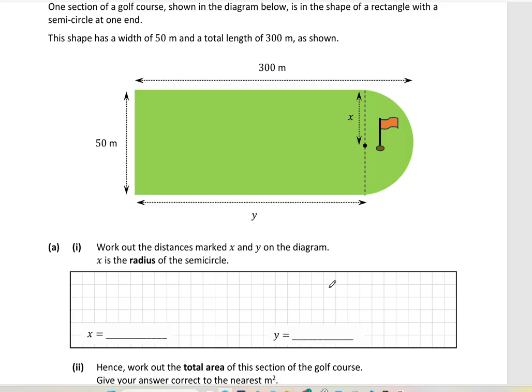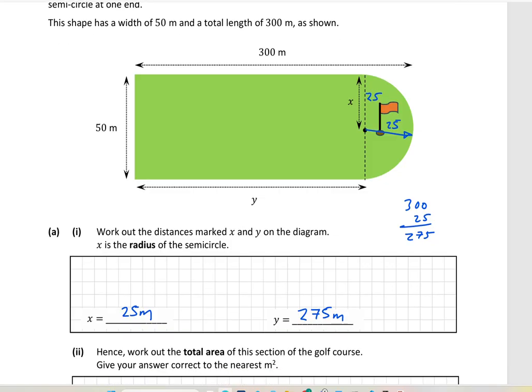Okay. So if this is 50 across, then to draw the circle, this has to be 25. So we can already say, is this meters? That's 25 meters because this is half the diameter, which is 50, so that's fine. So if that is 25 there, then y is 300 take away 25, which is 275. Okay, so that's 275 meters. So that's the first part.